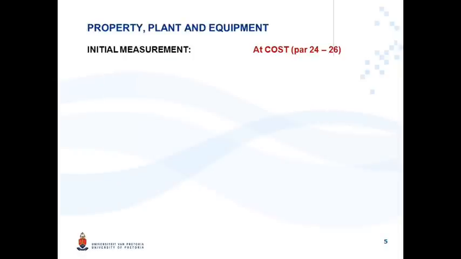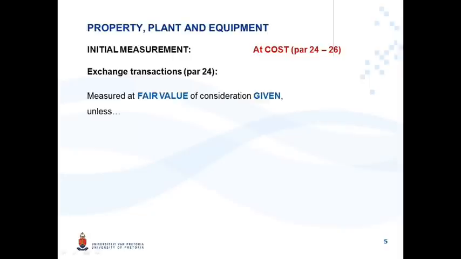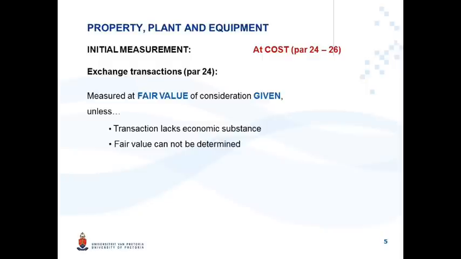The normal rule is all PPE items are initially measured at cost. Paragraph 24 gives us very specific guidance where an exchange transaction is involved. In all exchange transactions, the item that you receive, that you've acquired, the new PPE, is measured at the fair value of the consideration given. That's first price. When will you not use fair value? Two instances: either where the transaction lacks economic substance or where you cannot determine fair value.